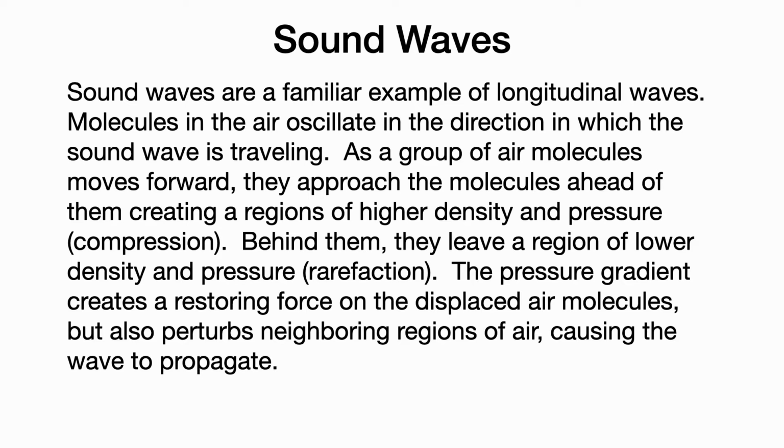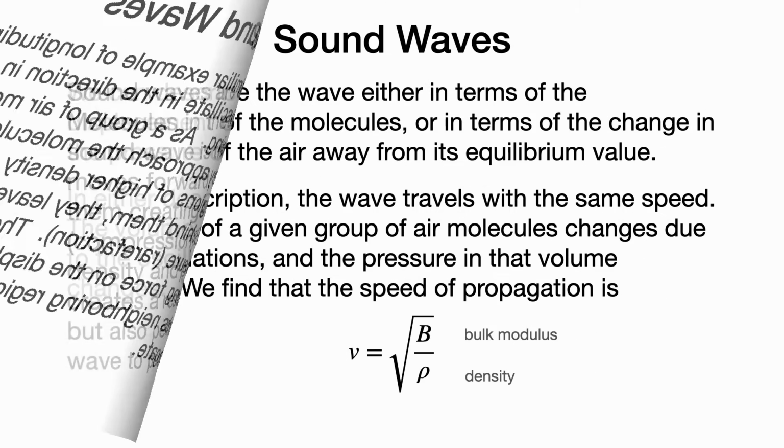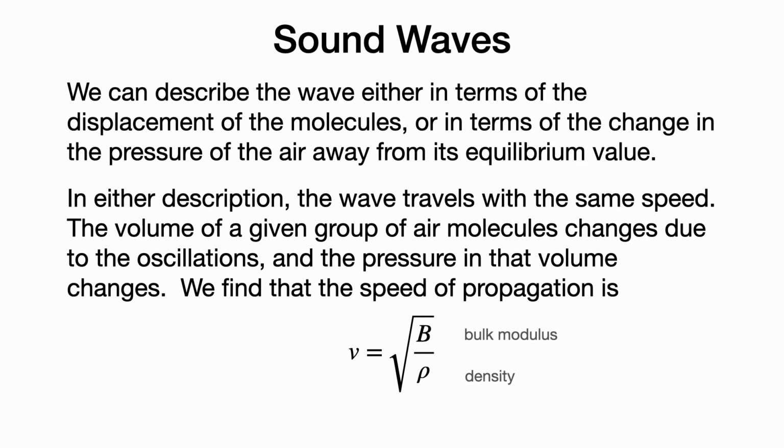The pressure gradient creates a restoring force on the displaced air molecules, but also perturbs neighboring regions of air, causing the wave to propagate. We can describe the wave either in terms of the displacement of the molecules or in terms of the change in the pressure of the air away from its equilibrium value. In either description, the wave travels with the same speed.